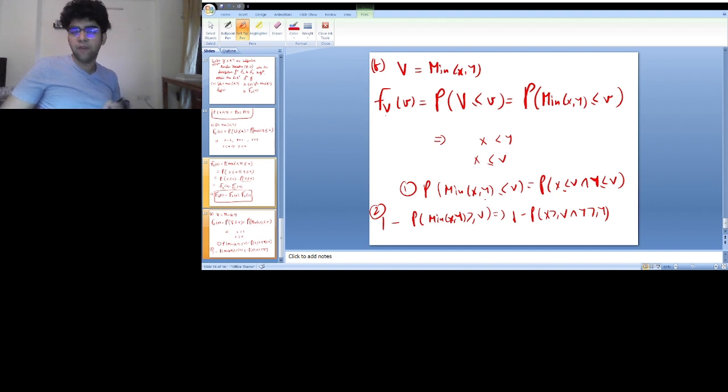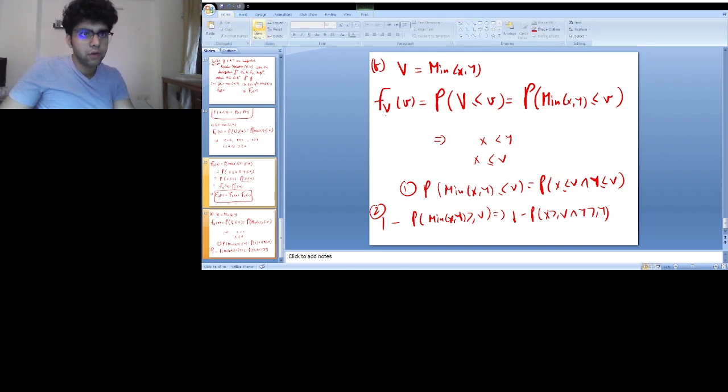So for example, if Y is the minimum from X comma Y and Y is less than or equal to v, we cannot imply that X is also less than or equal to v. What if X is greater than v, right? But in the second statement, the first statement, let me just show you guys. Let me just take an example and show you guys.